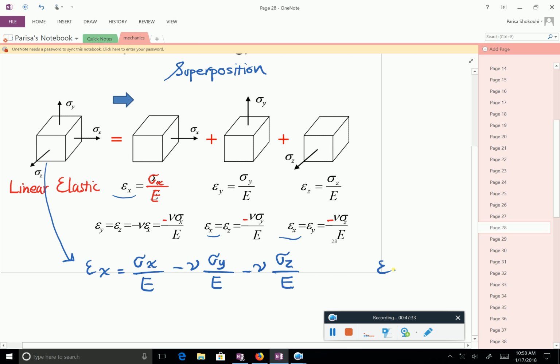So if you compare this to that, this is Hooke's law in the uniaxial case, something you are all very familiar with. This is the generalized Hooke's law for, let's say, a triaxial or biaxial stress field.